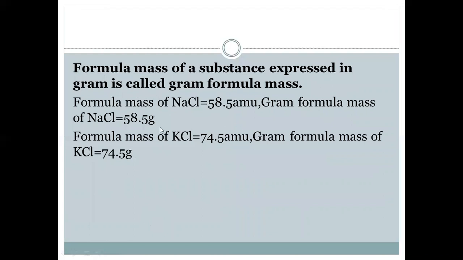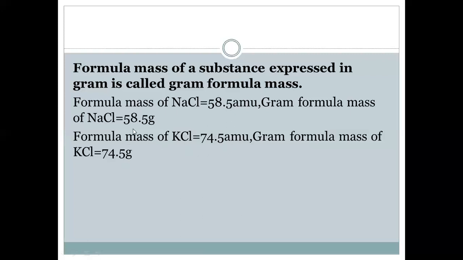Formula mass of a substance expressed in gram is called gram formula mass. Take the formula mass of ionic compounds like sodium chloride and potassium chloride. If we represent it in AMU, 58.5 AMU and 74.5 AMU, it is called formula mass. But if we represent it in grams, 58.5 grams and 74.5 grams, then it is called gram formula mass.